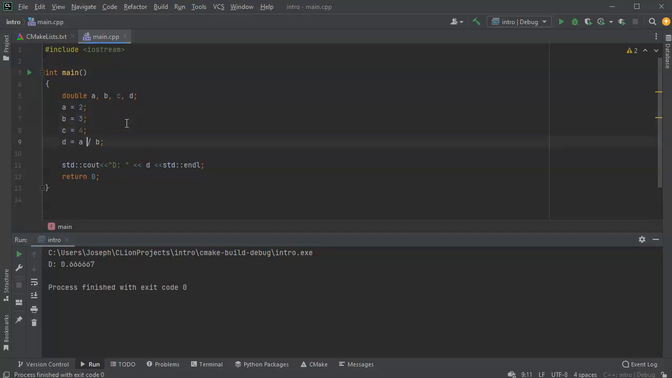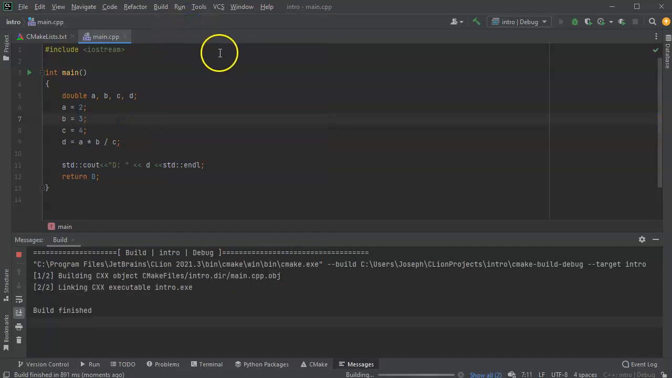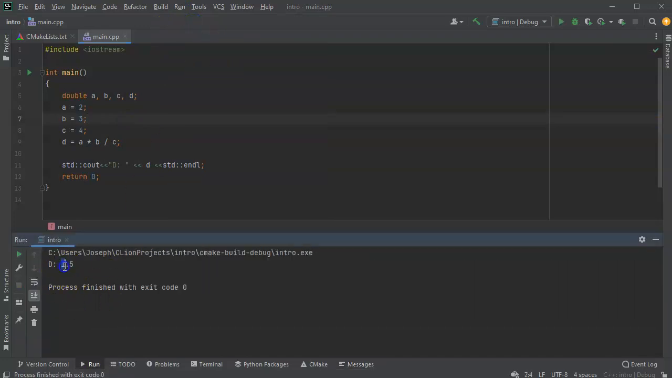If I were to go back to my original one, a times b divided by c, then it would actually give me the 1.5. So it would be 6 divided by 4, which gives me 1.5. All right, so you can see that you have integers and doubles, which are both being used or they can be used.